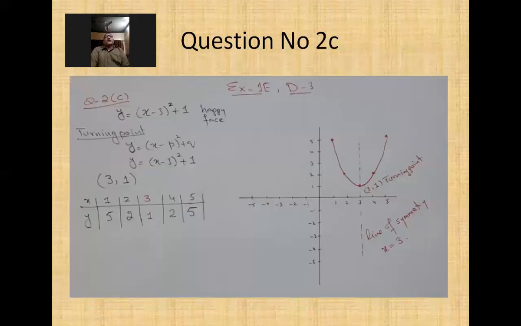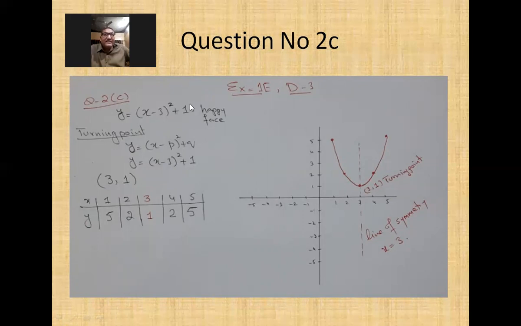Okay, so on your screen, question number 2c part is showing up. They have given us an equation: y equals (x minus 3) whole squared plus 1. If you open it and simplify, the x squared coefficient will be positive, so it's a happy face. This equation is the standard form which tells you the coordinates of the turning point.